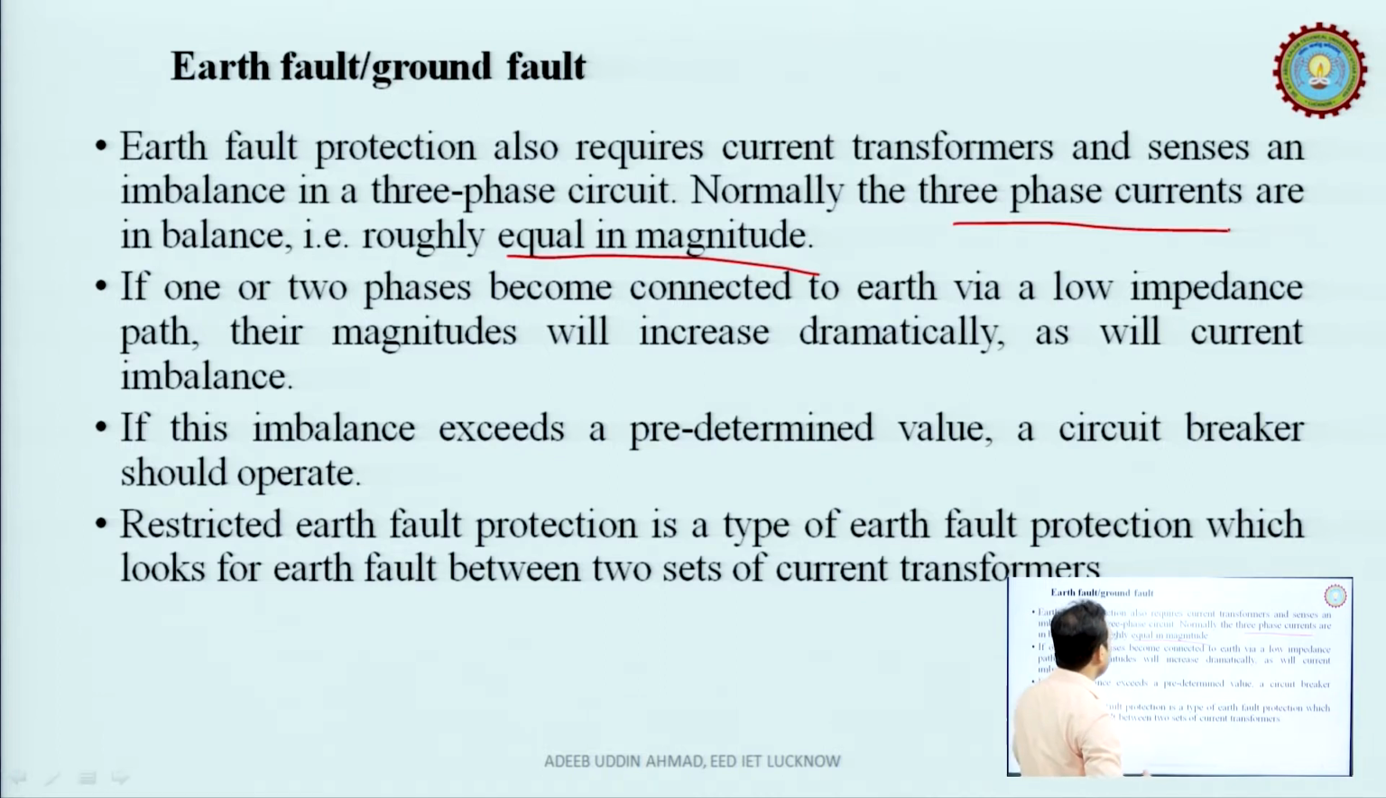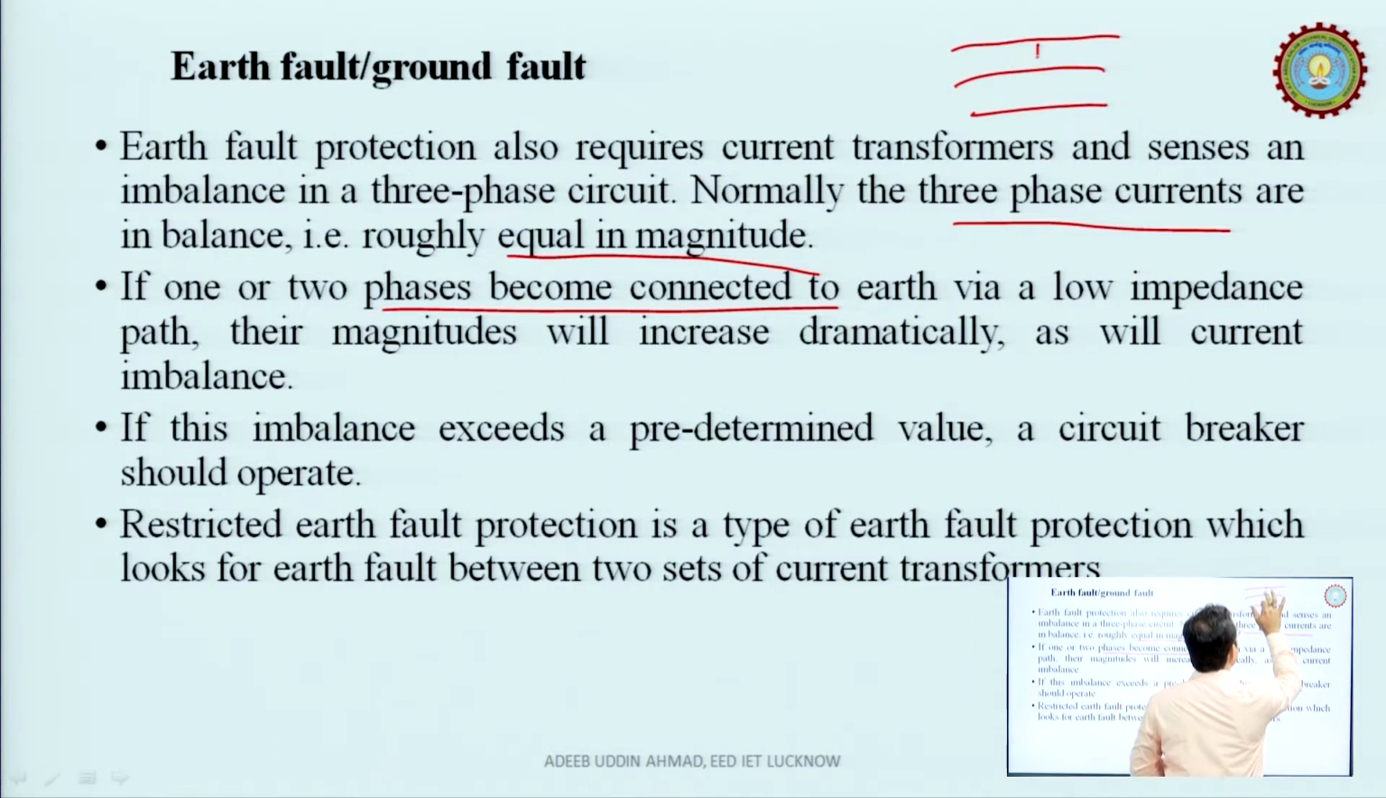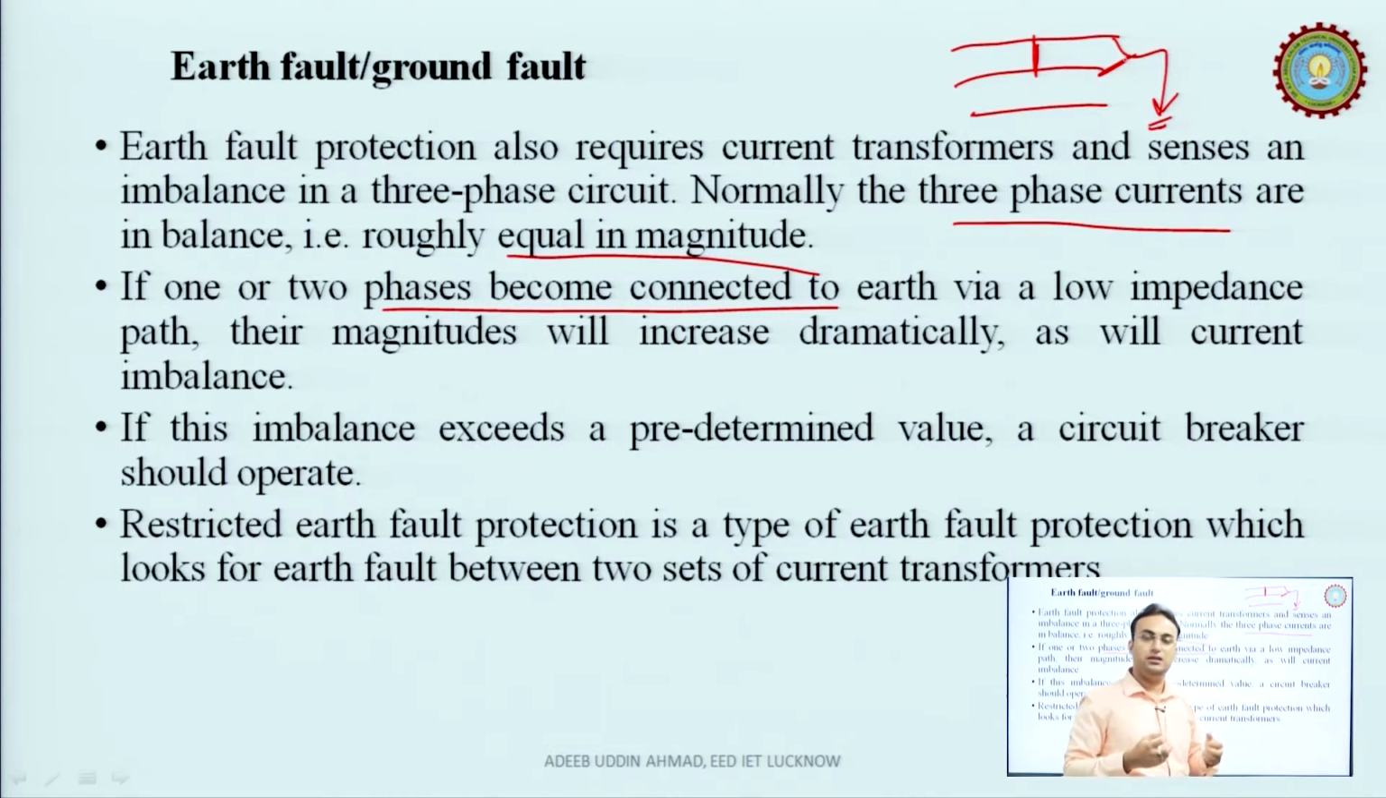What is done by the earth fault protection? If one or two phases are connected to each other, suppose we have three phases and two of these phases are shorted and grounded. We can call that a line to ground fault. We also have the case where all three lines get short circuited and grounded. So, we have different types of faults. In these types of faults, the current is not balanced.